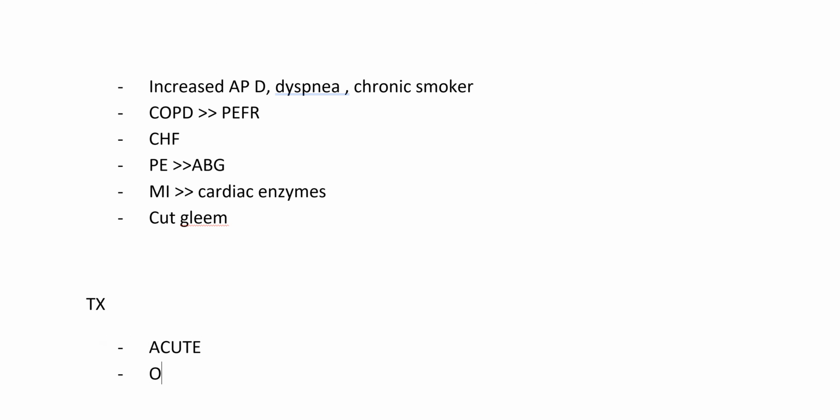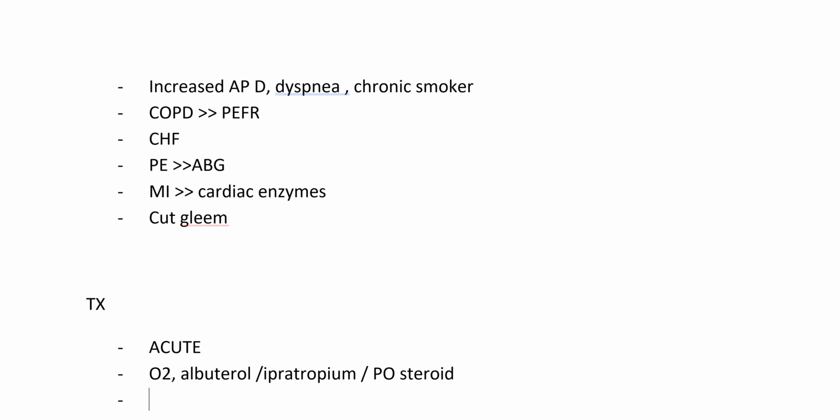We start with giving oxygen, give him albuterol, give him ipratropium, and then PO steroid. That's for everyone. You start off with that.